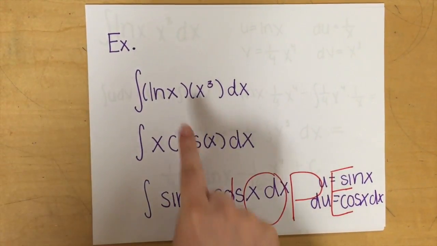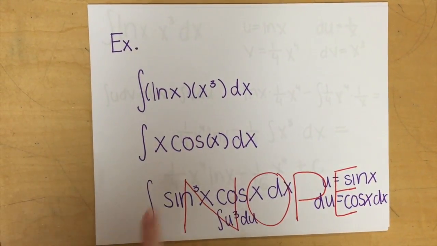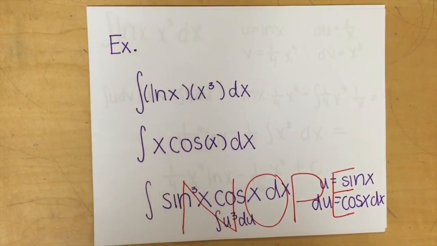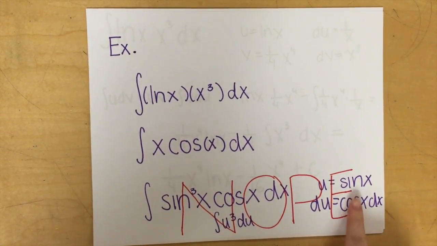These examples show two parts being multiplied. This one can't use it because it can be u substituted.